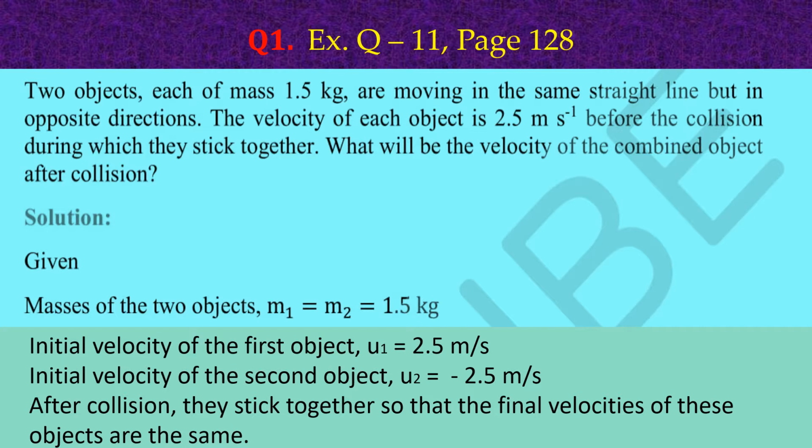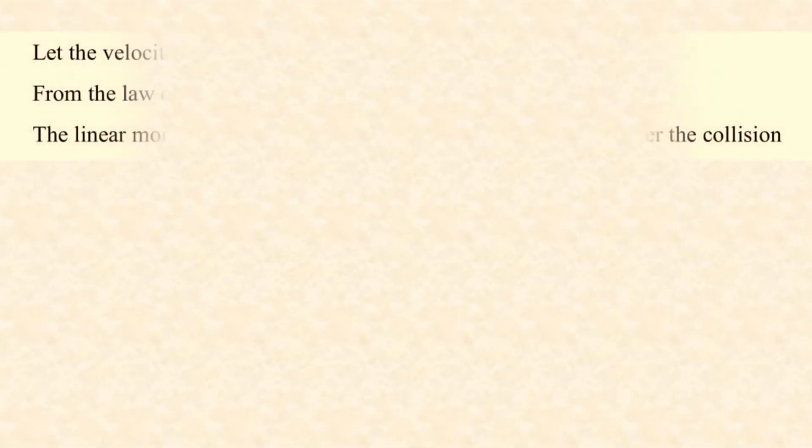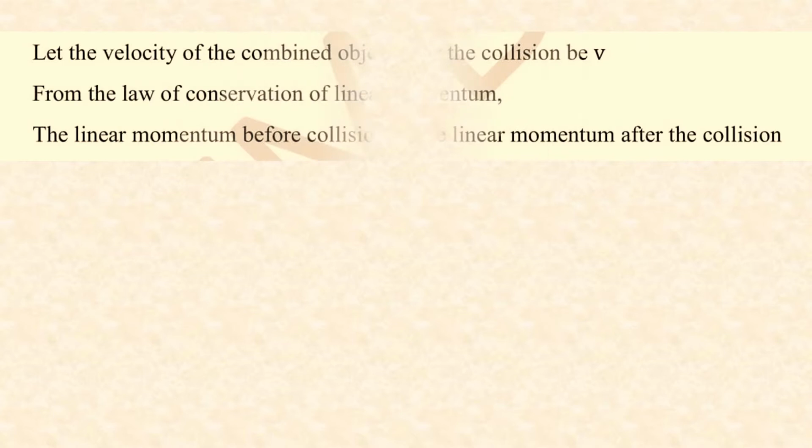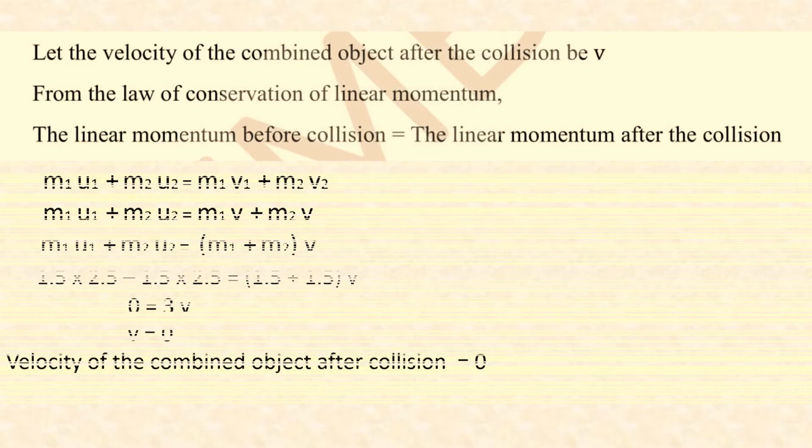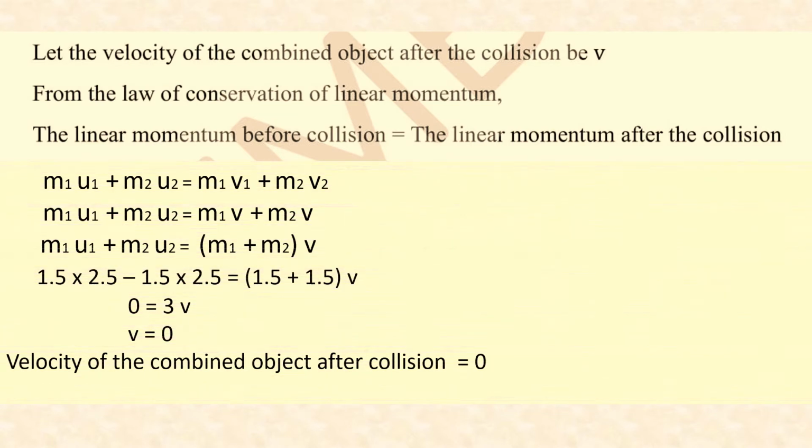After collision, these objects stick together, so their final velocity remains the same. We will denote the common velocity of the combined object as v. Then according to the law of conservation of momentum, total momentum before collision is equal to total momentum after collision. In equation form we can write it as m1 u1 plus m2 u2 equals m1 v1 plus m2 v2.